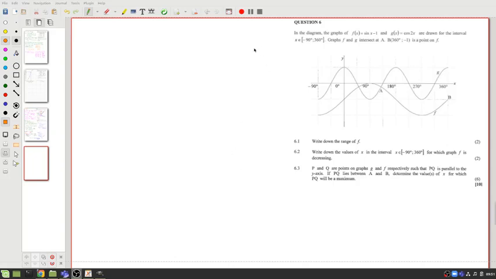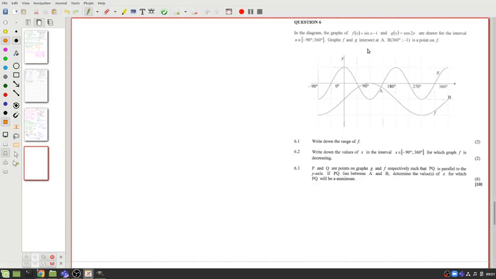Welcome back. We are on question 6 of paper 2, November 2019 exams. Question 6 is some more trigonometry, and this is the trigonometric graphs that we'll be looking at in this question. Some of the information they tell us in the diagrams: f of x, that's this one, that's sine x minus 1. And the other one, g of x, is cos 2x.